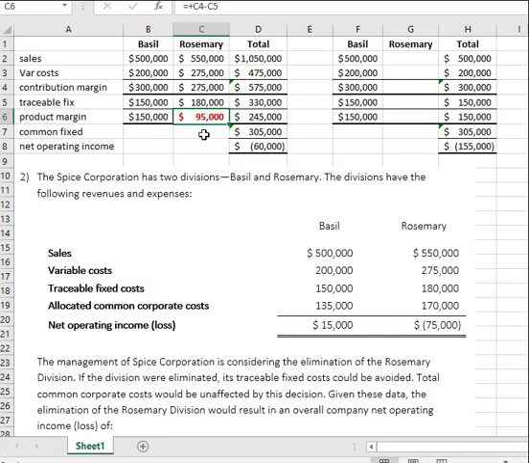They're asking if you eliminate Rosemary, what is your net operating income? So in this case, it would be a loss of 155,000 overall.